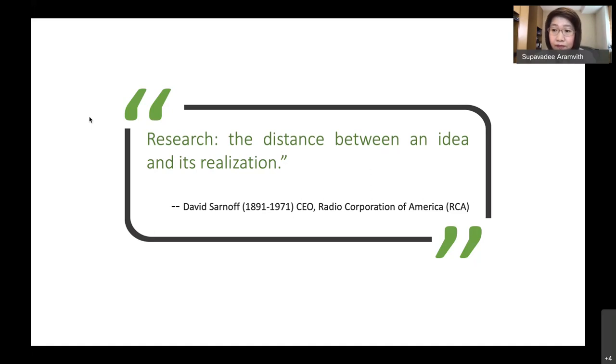But if we work more years on the research, the idea and its realization become shorter and shorter. I hope that you can view research this way and try to make this distance shorter, and then we can ride the wave and make state-of-the-art work. This quote is from David Sarnoff, the father of US television.